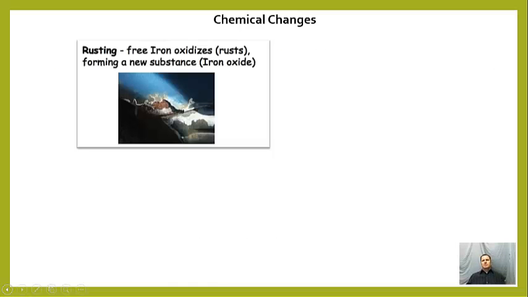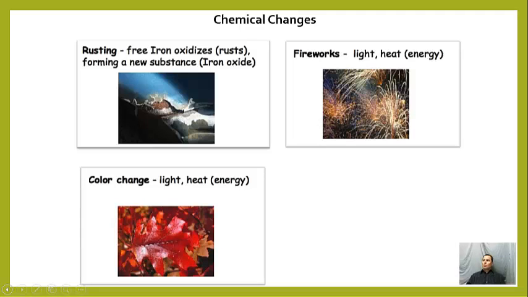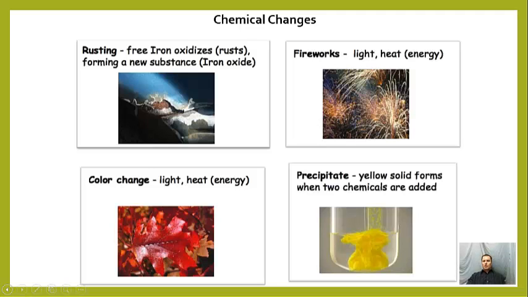Okay, some other examples of chemical changes that you might be familiar with. Rusting. Okay, we talked about that. Fireworks are changing chemicals into heat, into light, into sound. Color change. When our leaves, aspen leaves, change color. I know these aren't aspen, these are oaks. In the fall, that is an example of a chemical change. Or else, as we already said, a precipitate. So these are all examples of chemical changes.